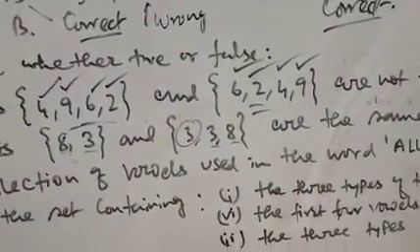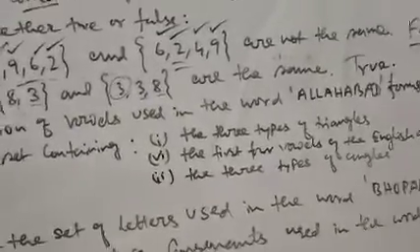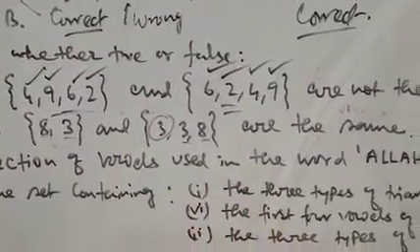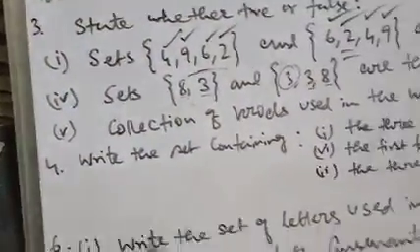Only 3 is repeated. Therefore, from property 2, we can say that these two sets are exactly the same. So the statement will be true. Next, question number 5. Collection of vowels used in the word Allahabad.